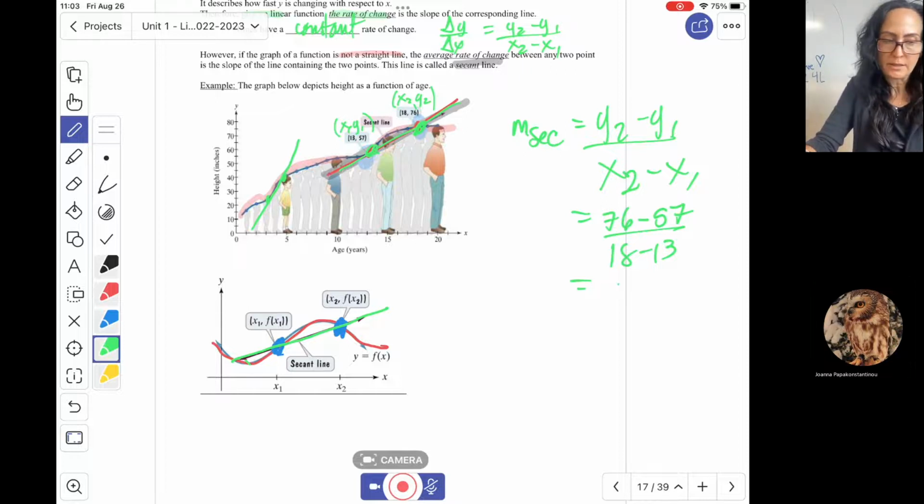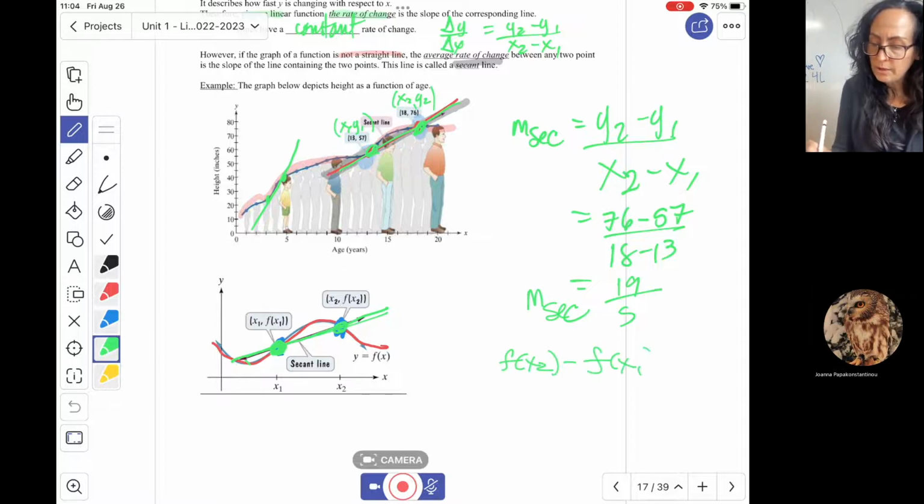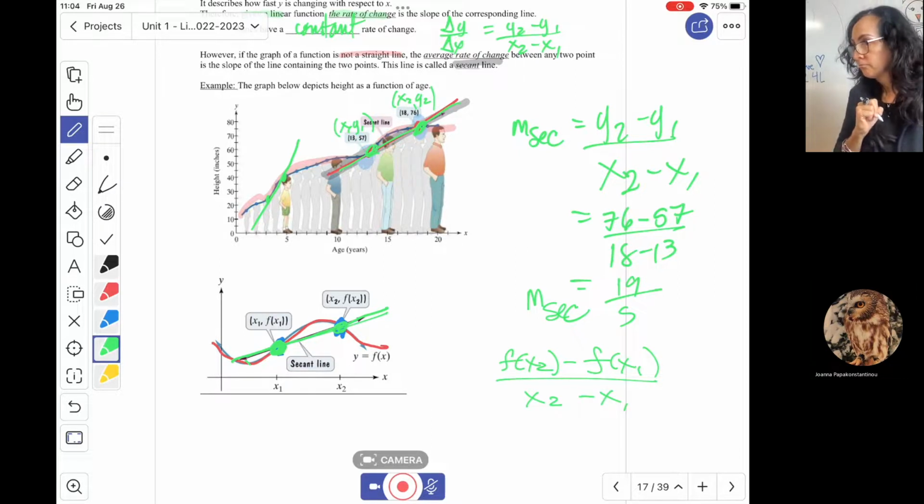76 minus 57 is 19 over 5. So that is the slope of this secant line. If I were to look at this in general, to find the slope of this secant line, it would be f of x2 minus f of x1 over x2 minus x1, right? That's just function notation for slope. This is just slope. But the slope of what line? The secant line.